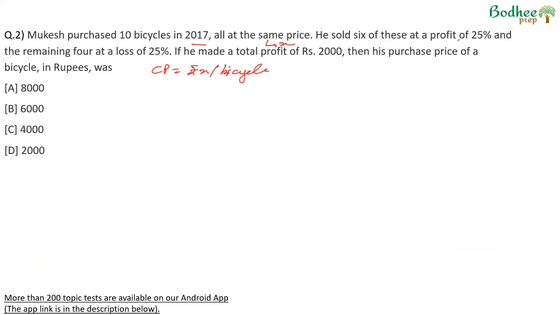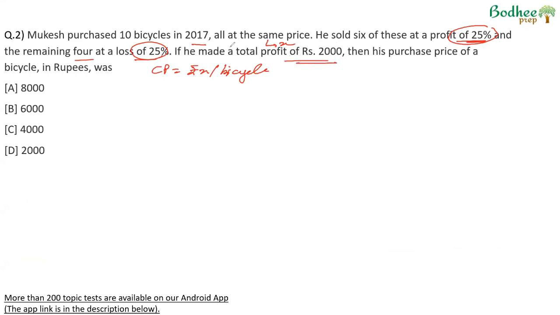He sold 6 of these at a profit of 25%. Now this 25% is the profit for 6 bicycles. So we can assume there was a profit of 25% on each bicycle and therefore an overall profit of 25%. And the remaining 4 at a loss of 25%. Similarly, we could have a loss of 25% on each of the bicycles and therefore the 4 could be sold at an overall loss of 25%.